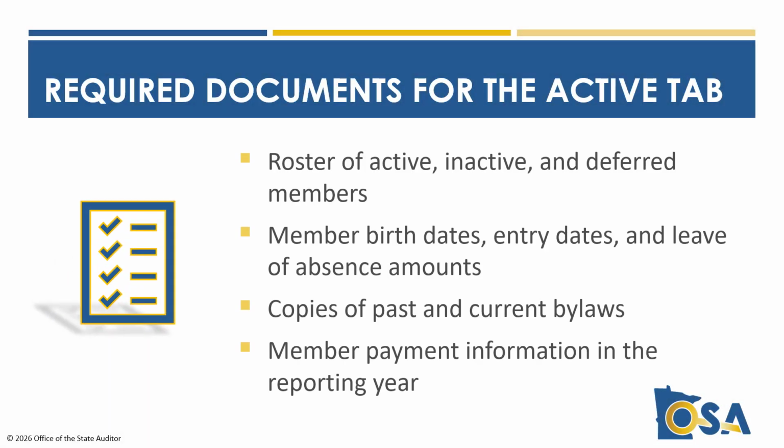Before beginning the Active tab, there are a few required documents you will need. First, obtain a roster of the Relief Association's active, inactive, and deferred members. Next, you will need birth dates, entry dates, and leave of absence amounts for each member. A copy of past and current Relief Association's bylaws will also be needed. Finally, payment information for any members paid during the reporting year is also needed.